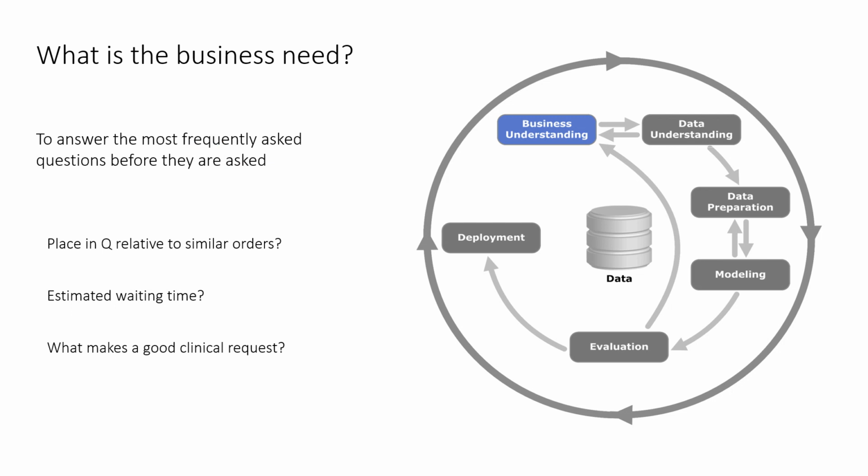So our business need is to answer the most frequently asked questions before they've been asked. We have a data science project where we can find out any new order, what's its place in the queue relative to similar orders. And based on that, can we estimate how long it's going to be before it's performed?